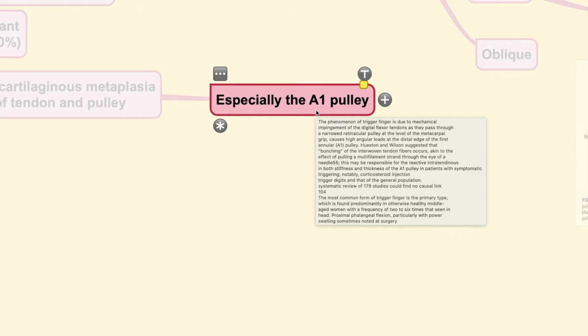These are also mentioned by Houston and Wilson. They suggest that this is equal to pulling a multifilament strand through the eye of a needle and may be responsible for the reactive intratendinous conditions that occur around the A1 pulley. So these high loads and high contents around the A1 pulley, along with the high forces that occur there, make this area prone to increased friction, increased tension, and therefore pathology.